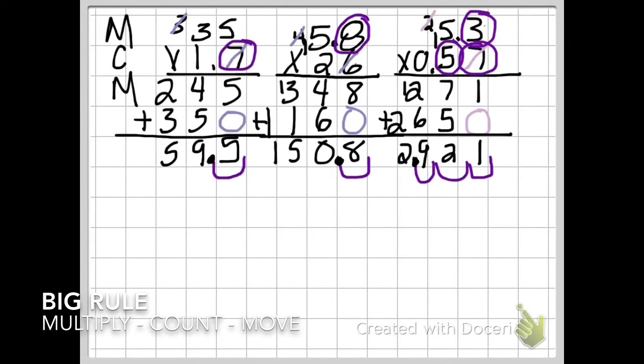All right? Multiply, count, then move. That's the rule when multiplying decimal numbers. Always remember, multiply, count, then move.